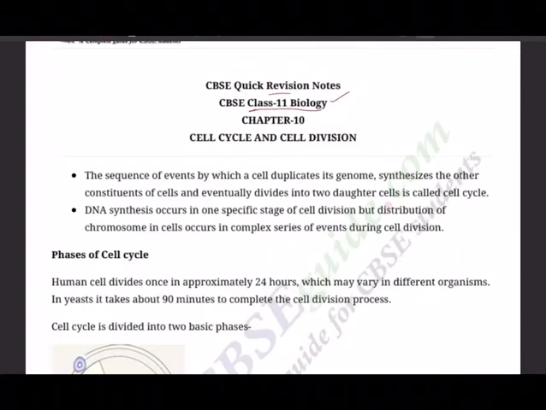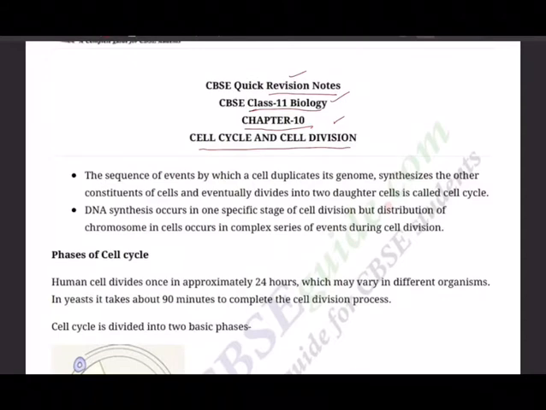We are into the revision mode and we are revising chapter number 10, cell cycle and cell division. This chapter is very important as far as the CBSE syllabus is concerned, as well as many questions in your NEET as well as UPSC exams. So you need to focus on this. So what is basically a cell cycle, how important is it, and what is a cell division?